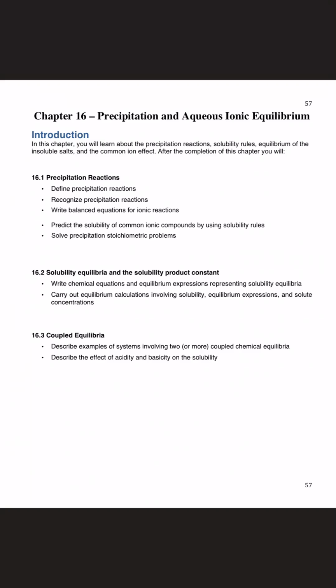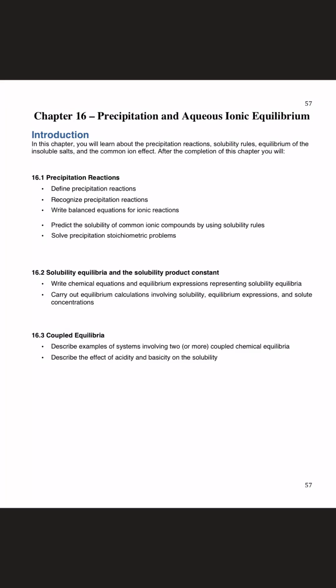In this chapter 16, we are going to discuss precipitation reactions and another type of equilibrium that is associated with aqueous ionic reactions. And here is the overall chapter section outline that we are going to discuss. We're going to start with 16.1 precipitation reactions. We're going to look at what the types of precipitation reactions are, how we can predict the precipitation reaction products, and how we can write the balanced chemical equation that represents a precipitation reaction.